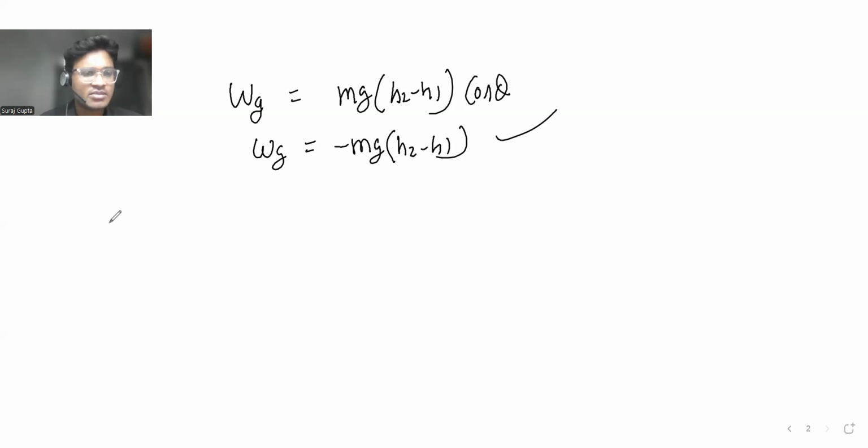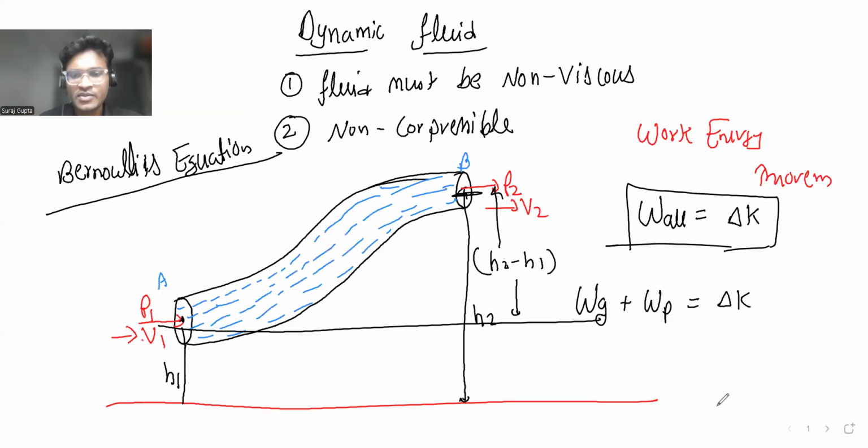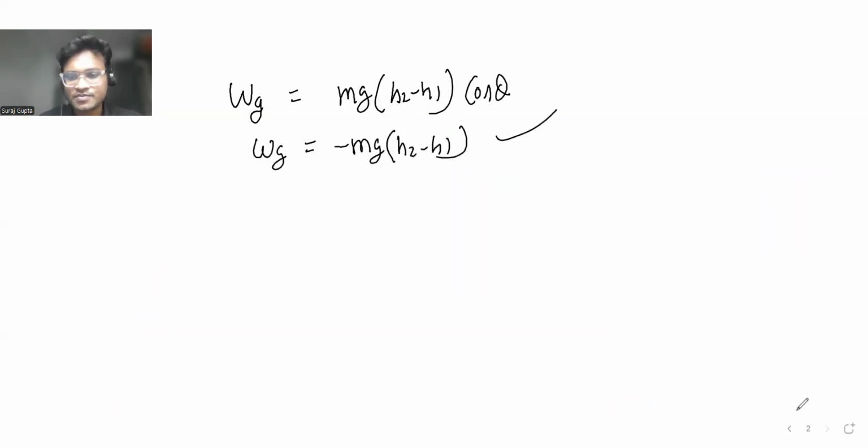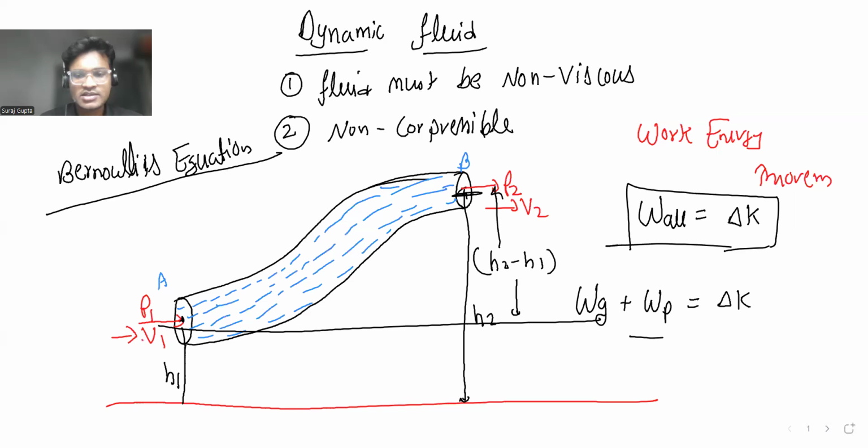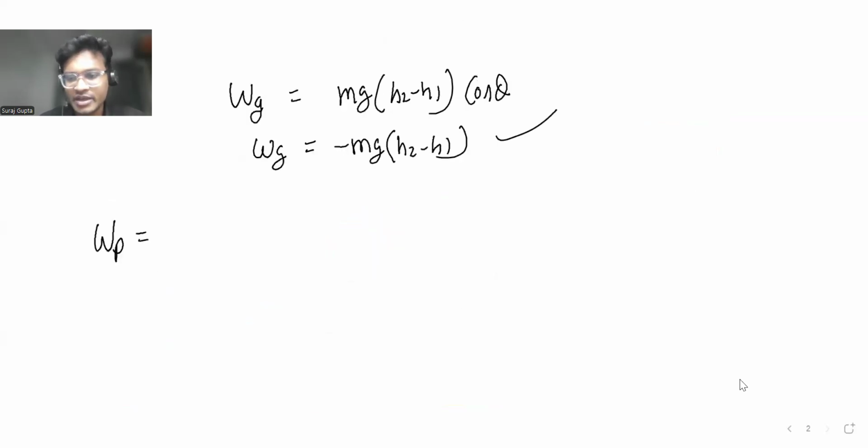Now let's have a discussion about the second thing. And what is the second thing? Work done due to pressure. Pressure at this point is P1, and at this point is P2. So what will be the pressure difference? P1 minus P2, because obviously the pressure at point A is greater compared to point B. So P1 minus P2.